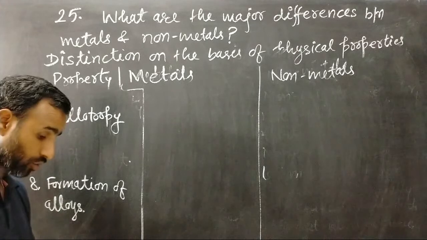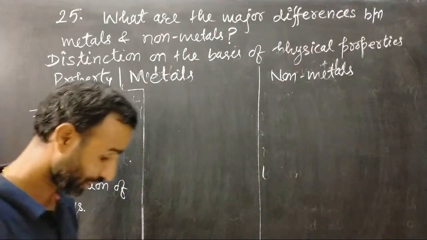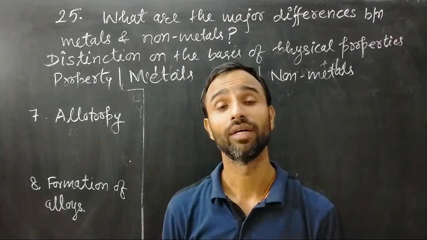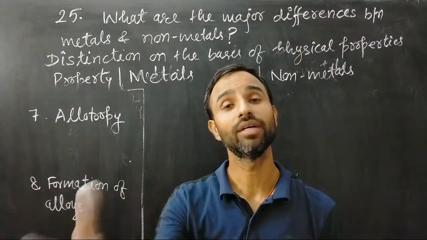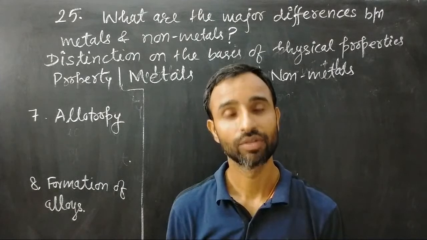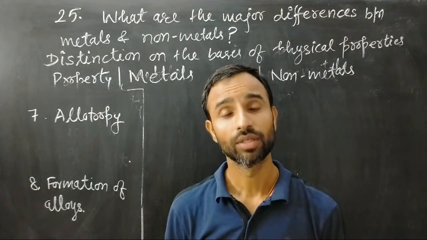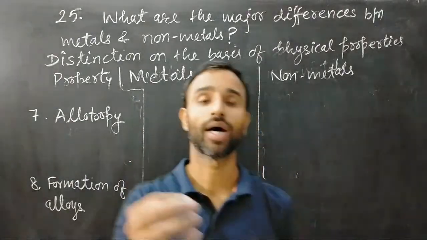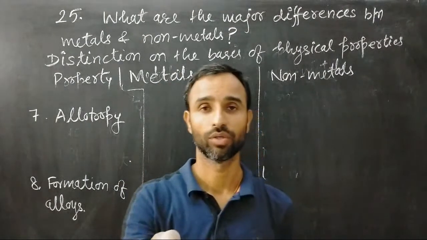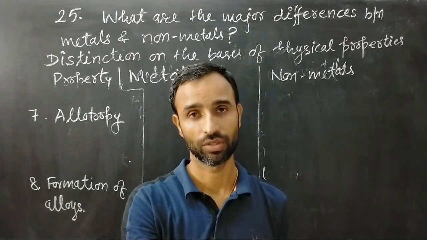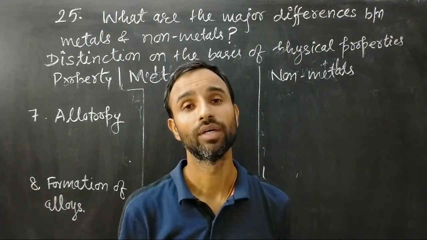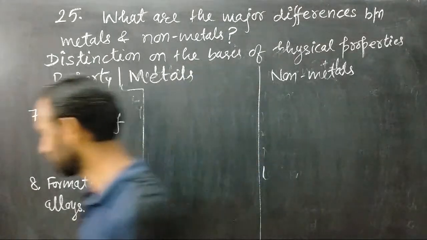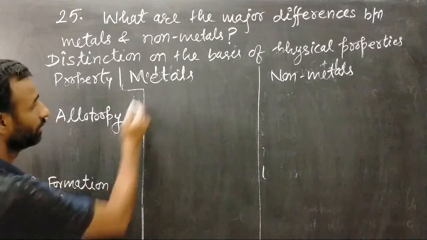Okay. What is allotropy? Okay, so I will let you know. Allotropes means like carbon exists as diamond and graphite. So they are allotropes. Allotropes are the atoms of the same element with different physical properties.